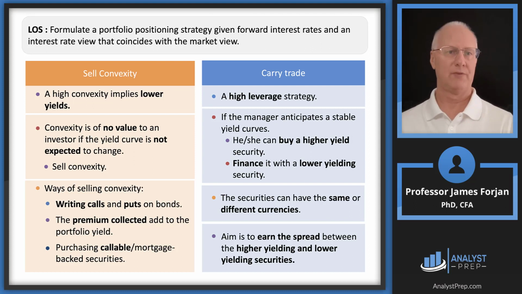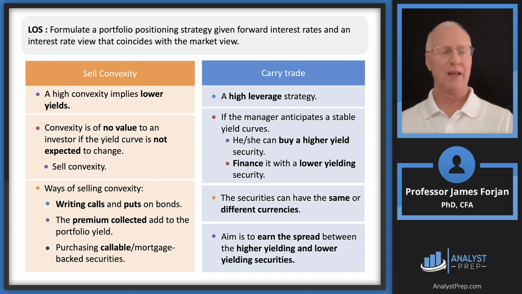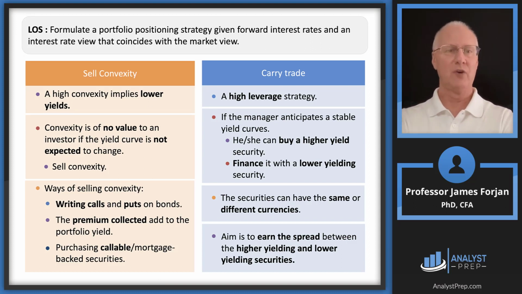Now, how about if we want to sell convexity? High convexity implies lower yields in the event of a static yield curve. This is what I just said a few moments ago. Convexity is of no value. It is not expected to change. So you might want to sell that convexity.